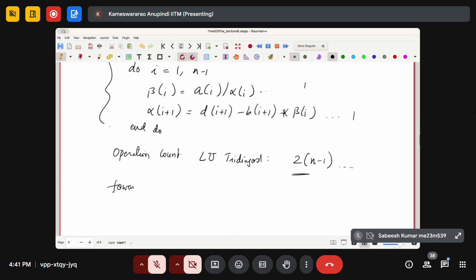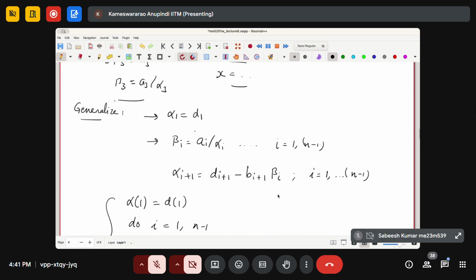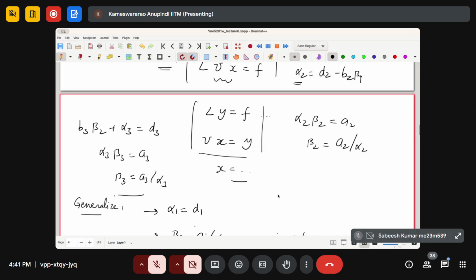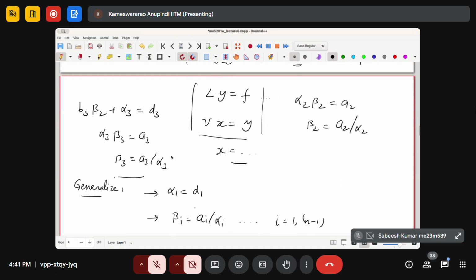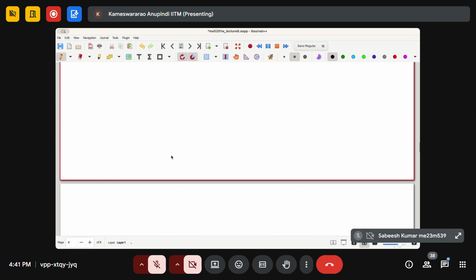We have to calculate the operation count for that also, forward substitution and backward substitution. So let me do that as well. If I were to do forward substitution, we have alpha 1. Now I know everything here, alpha 1, B2, alpha 2, everything. So we are going to do Ly equals F.